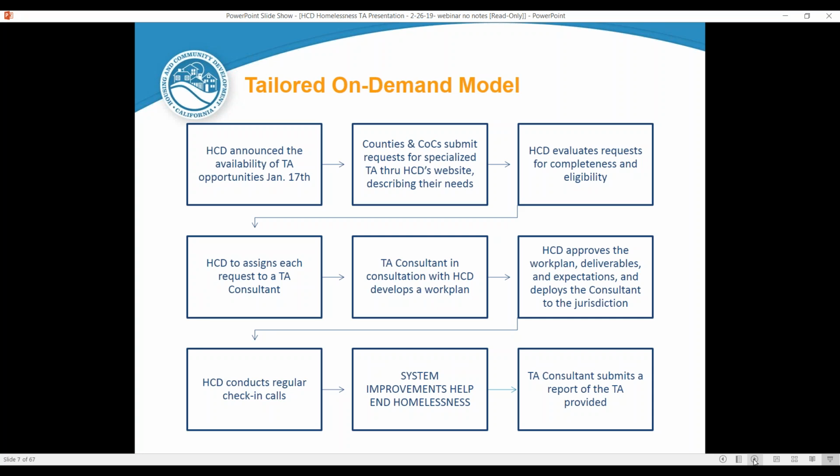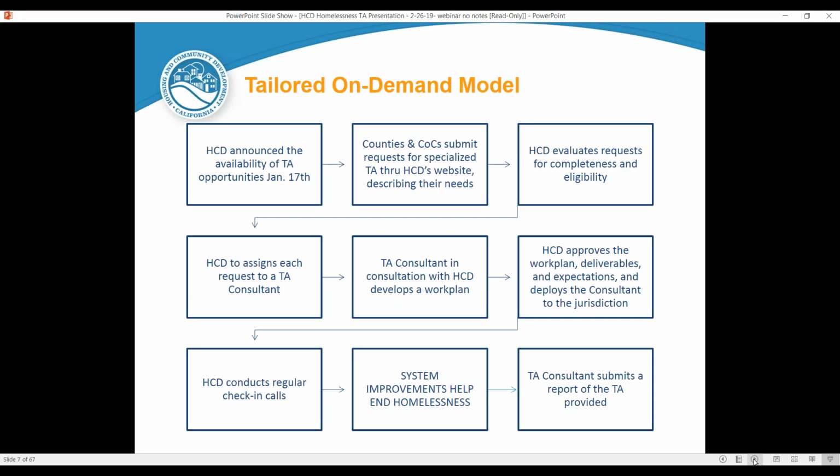HCD will approve the work plan, deliverables, and expectations, and then will approve the technical assistance to be deployed to your jurisdiction. We do intend this to be an interactive engagement, and so we will be conducting regular check-in calls, both with yourself just to see how things are going, and then again with the technical assistance provider just to make sure that we are still meeting the goals and outcomes that are outlined in the work plan. Our goal, again, is to help you with your systems improvement, to help you build healthy homelessness systems, either through housing stability, housing first, or building capacity in any of the menus that we've offered.